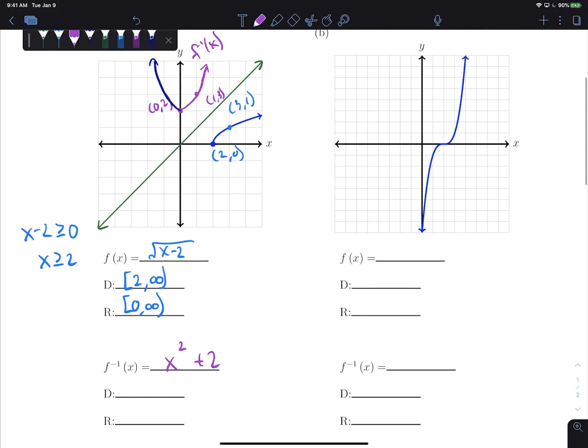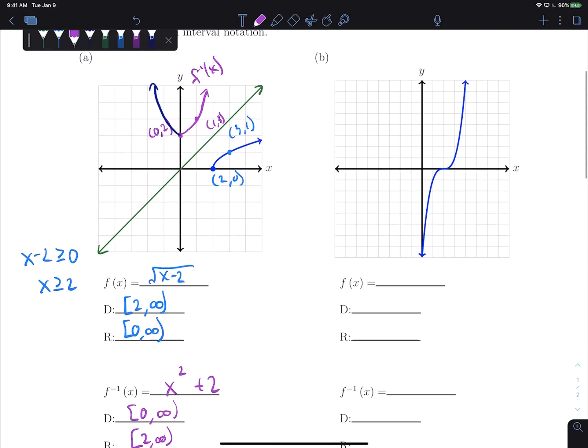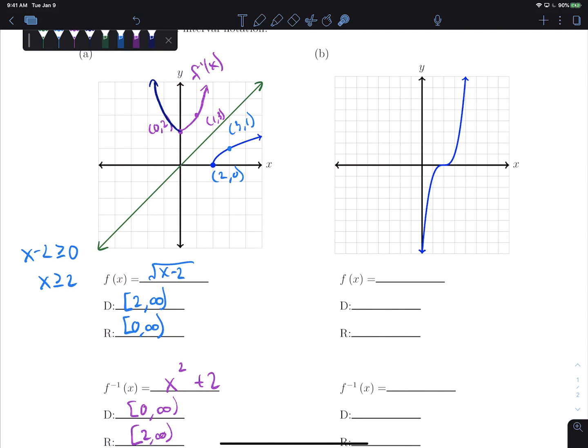But here's the thing, because all x's and y's switch for the original function, that means every x becomes y for the inverse, and every y for the original becomes x for the inverse. That means that the domain of the original must be the range of the inverse, and the range of the original must be the domain of the inverse. Therefore, the domain must be 0 to infinity, and the range must be 2 to infinity. And notice that that's what's happening up here. We're starting at 0 and moving to the right.